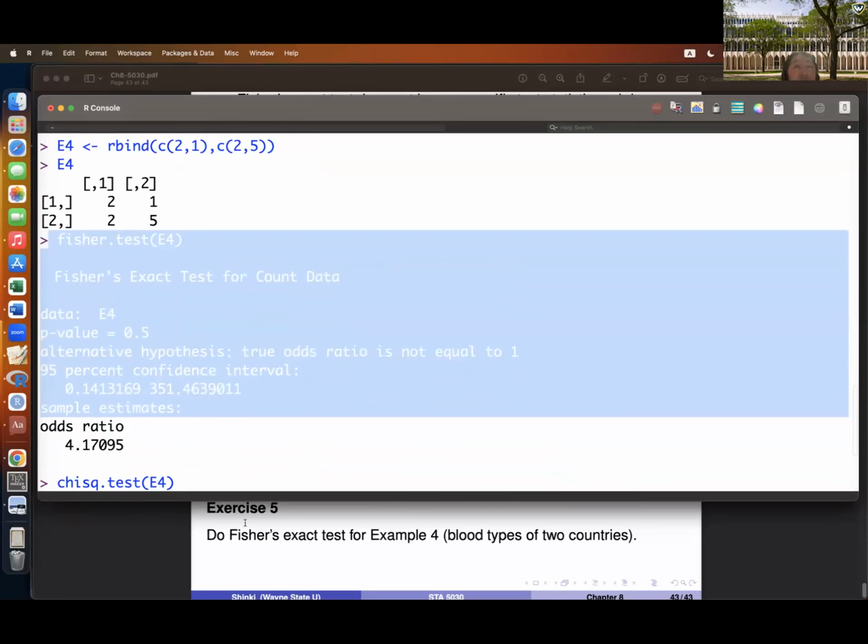Okay, so that's it for chapter 8. Some statisticians object to Fisher's exact test.